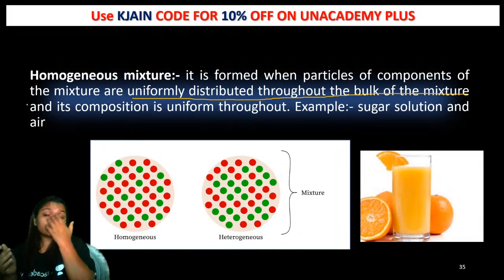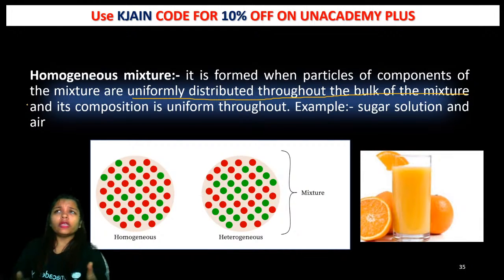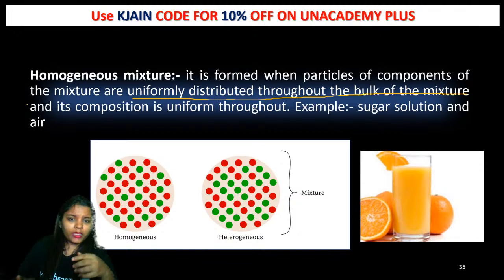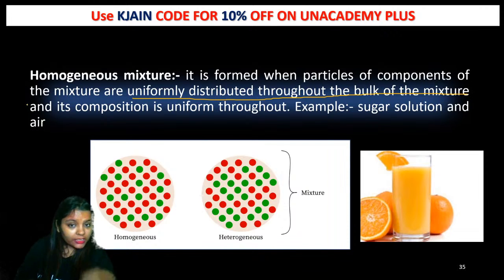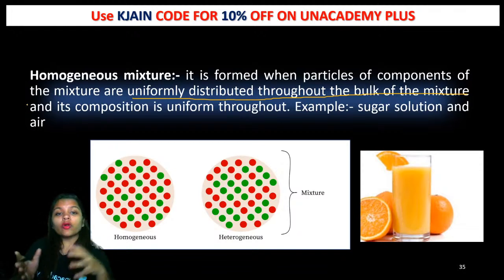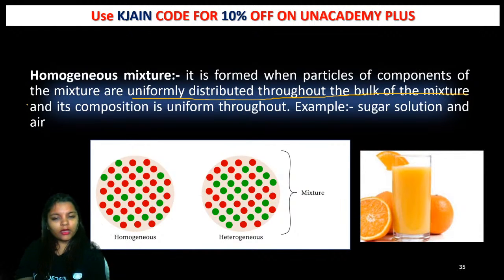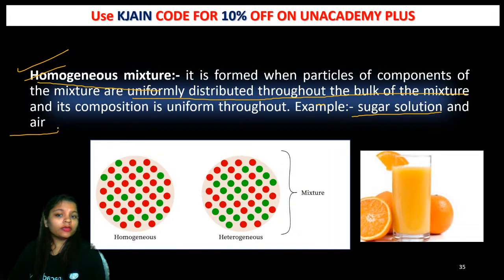For example, if you have mixed 10 grams of salt in, let's suppose, 100 ml of water, then if you take one spoon and drink that water, it will taste the same as the second spoon if you take it out. Why is this so? Because salt is uniformly spread in the bulk of the water, in the whole water it is uniformly distributed. So this kind of mixture we call a homogeneous mixture. For example, sugar solution, air, so they are homogeneous.